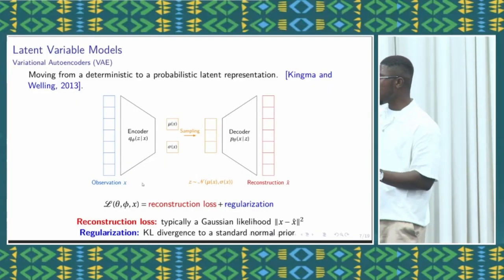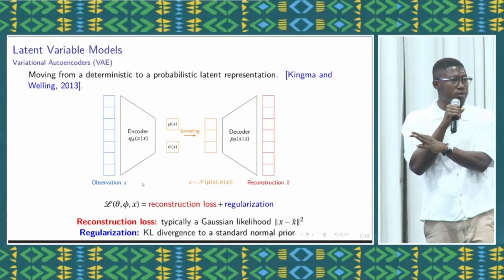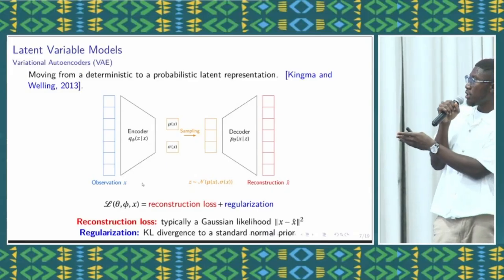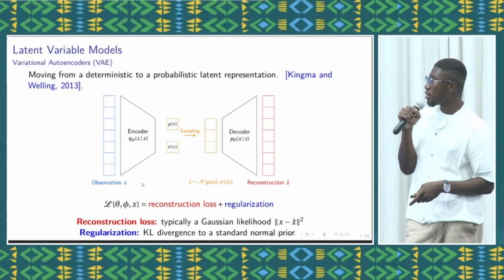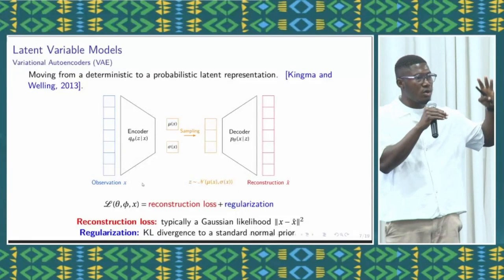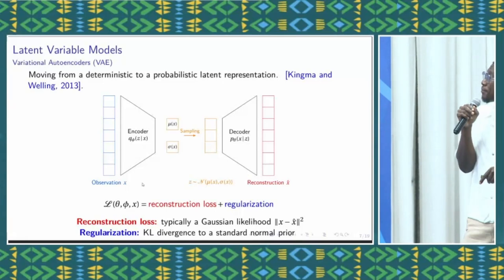So most commonly, we can use different reconstruction losses, but typically in a Gaussian likelihood model, it's just the MSE. And the regularization is often a KL divergence. So you force our latent space distribution to be close to a Gaussian distribution so we can sample from it.